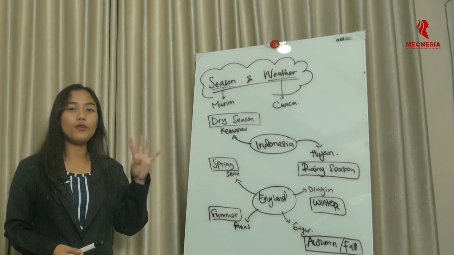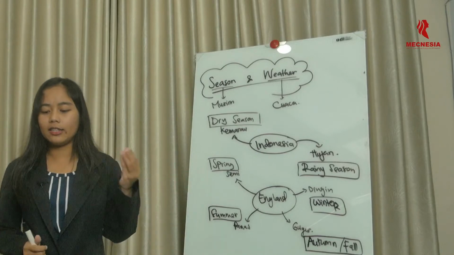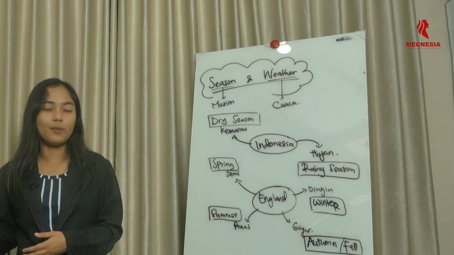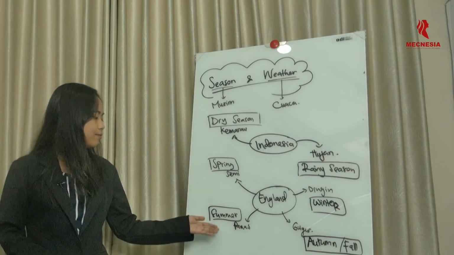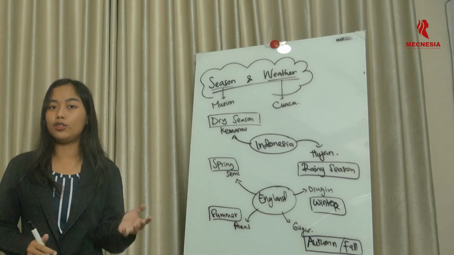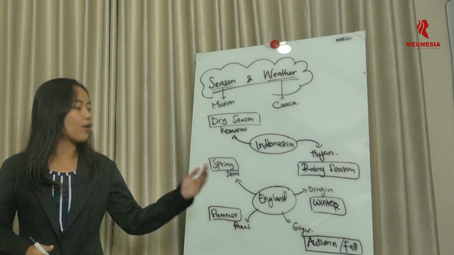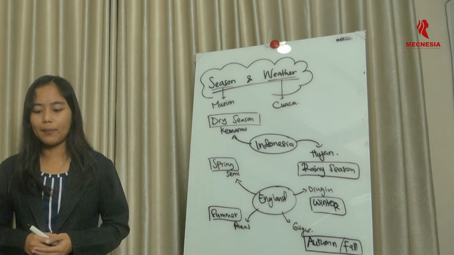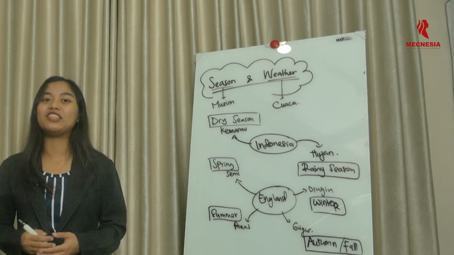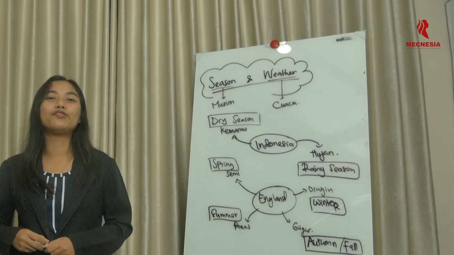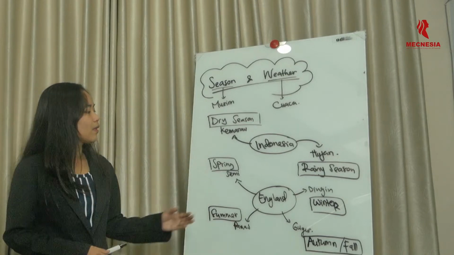Okay, so those are 4 seasons that we have in England. For the spring, it's usually happen from March to May. Biasanya terjadi antara bulan Maret sampai bulan Mei. And then for summer, it usually happen from June to August. And then next, for autumn, it usually happen from September to November. And for winter, it usually happen from December to February. Okay, so those are some seasons that we have in England.